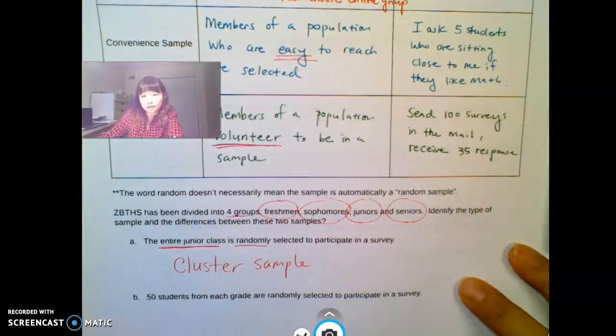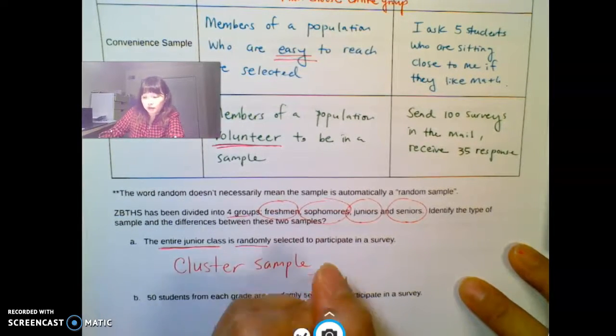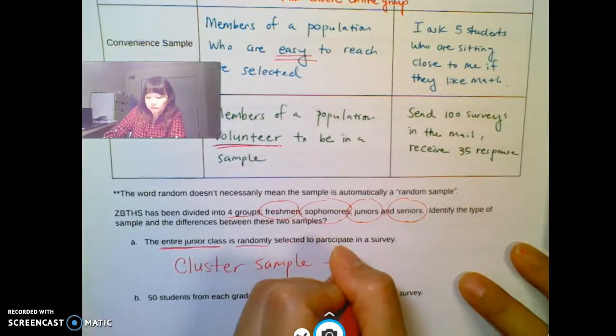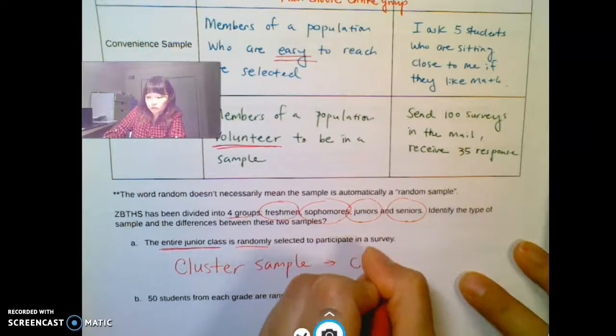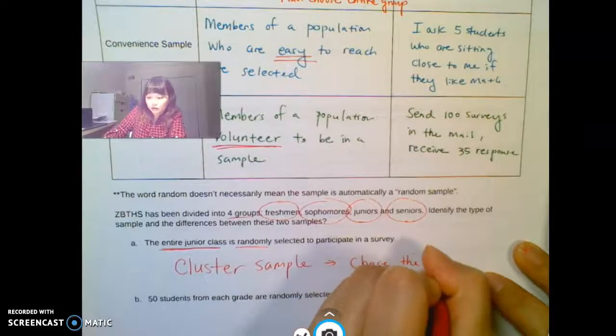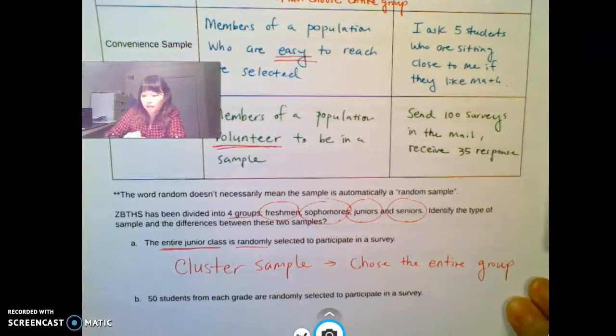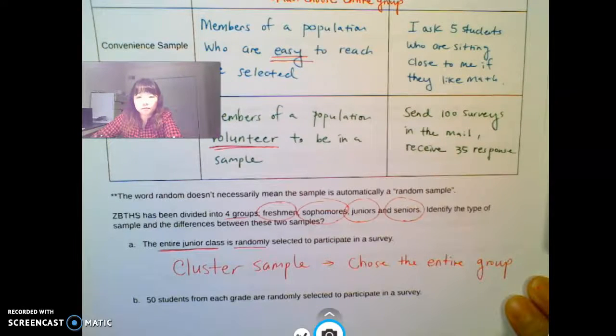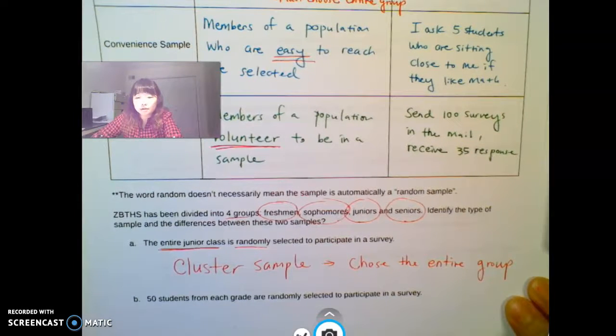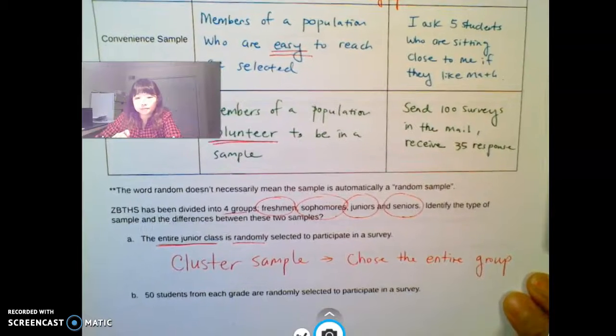Right? Cluster sample. Why? Because they picked the entire group. They chose the entire group. If they ever choose the entire group, that would be cluster, even if it was randomly picked.